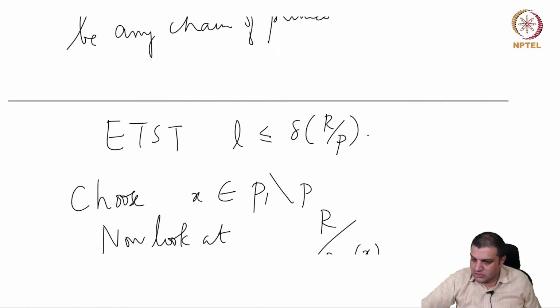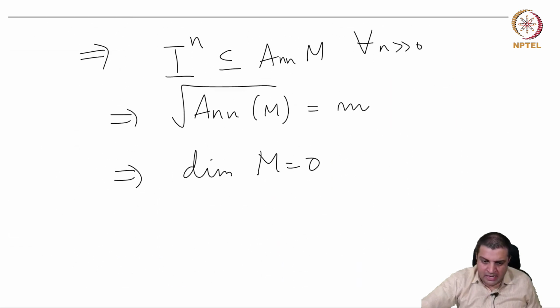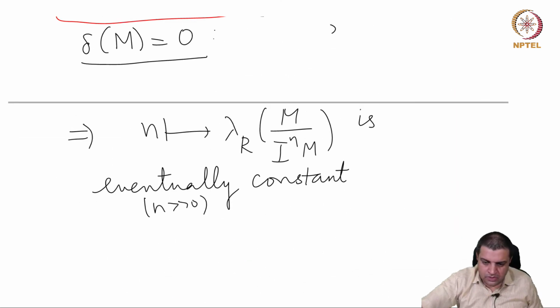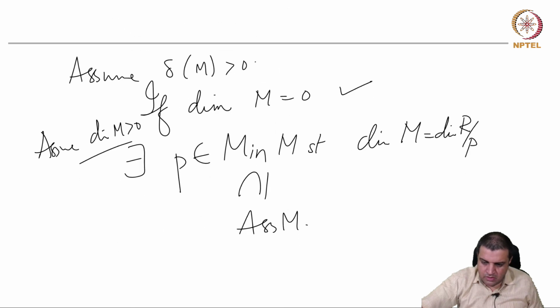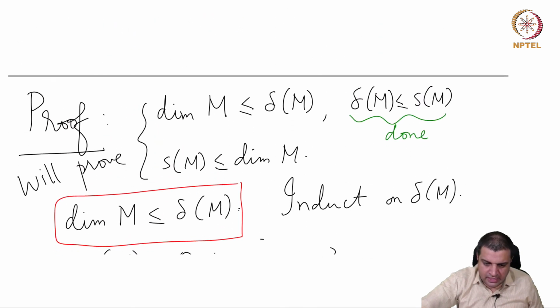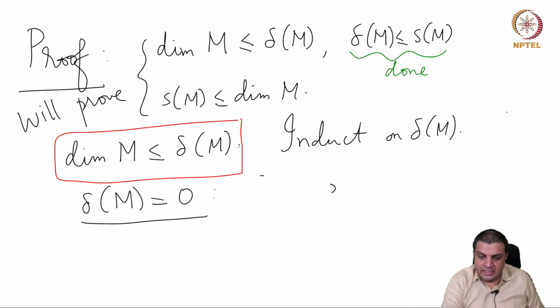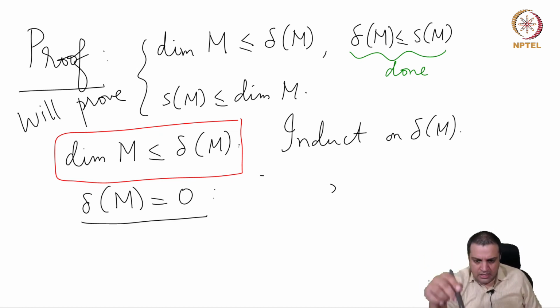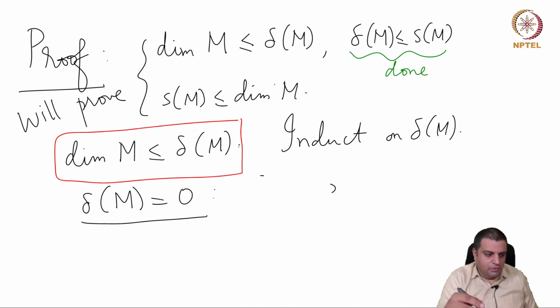So let's briefly go back and see what the strategy was. The strategy was to prove that dimension is less than or equal to delta, and delta is less than or equal to s, which has already been established. Now we need to establish this, which we will do in the next lecture.